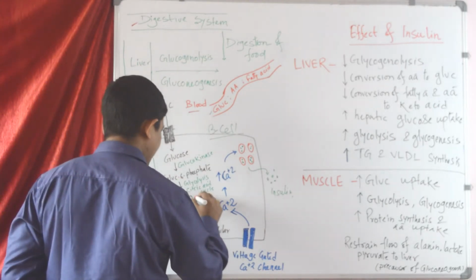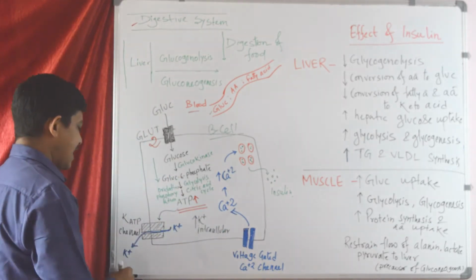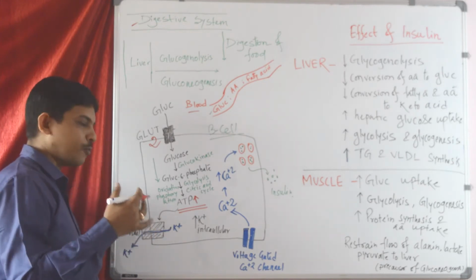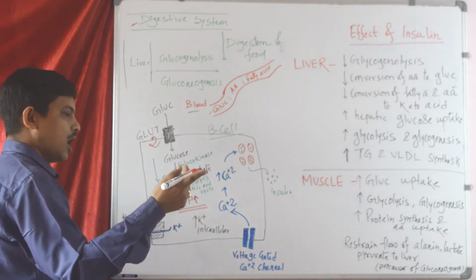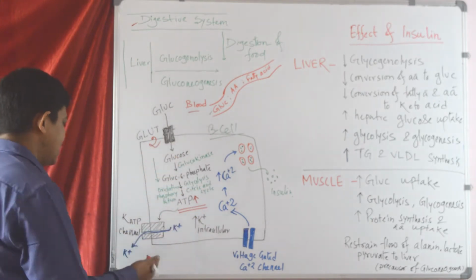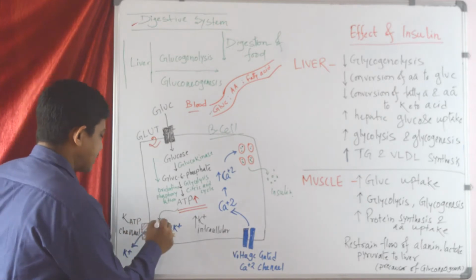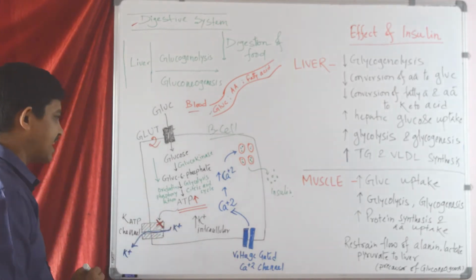So ATP production will rise. ATP production increases. And this channel is the ATP-sensitive potassium channel. Whenever there is an increase in ATP, what will happen? The potassium channel will get closed. Clear? It will get closed.